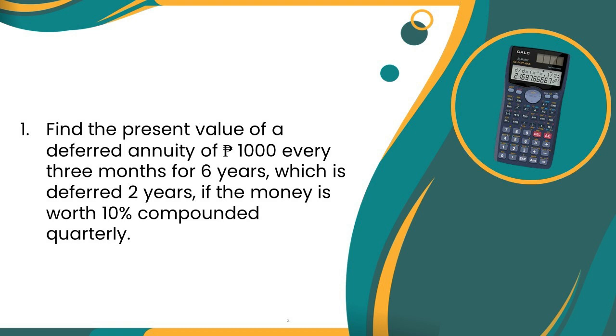Find the present value of a deferred annuity of 1,000 pesos every 3 months for 6 years, which is deferred 2 years, if the money is worth 10% compounded quarterly.